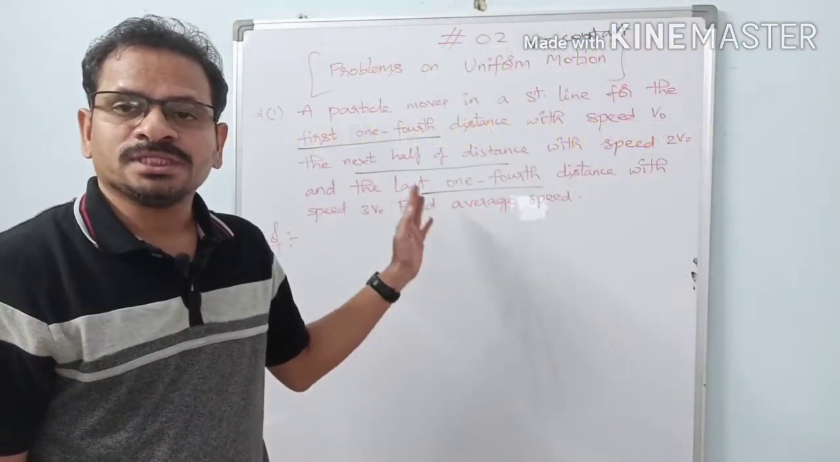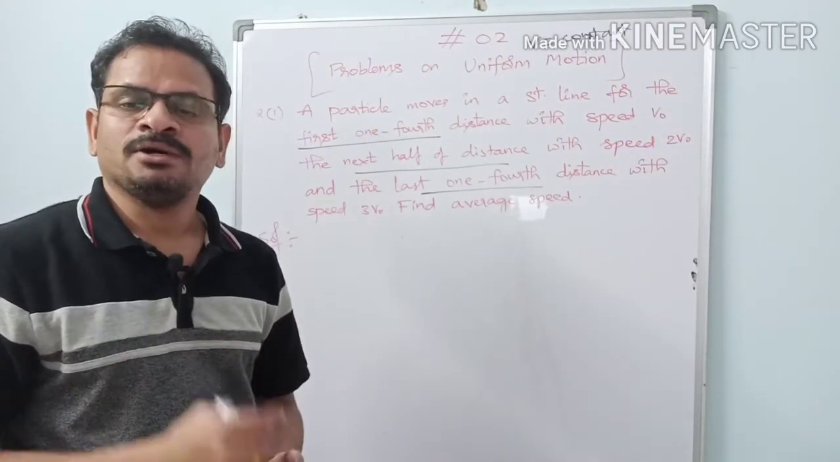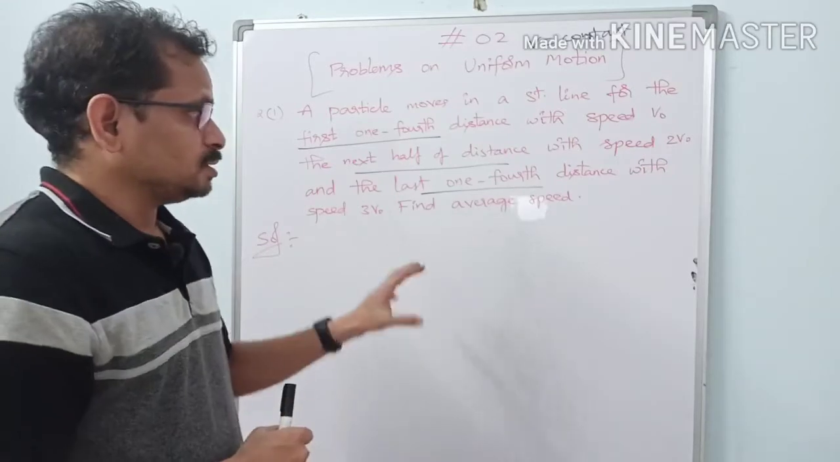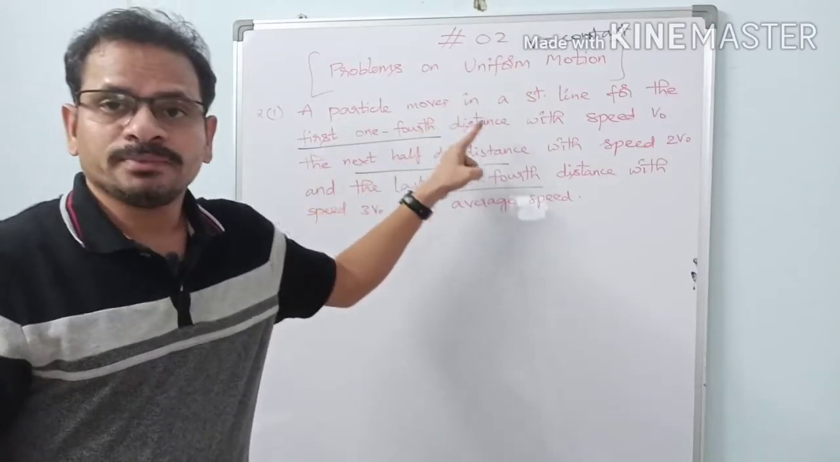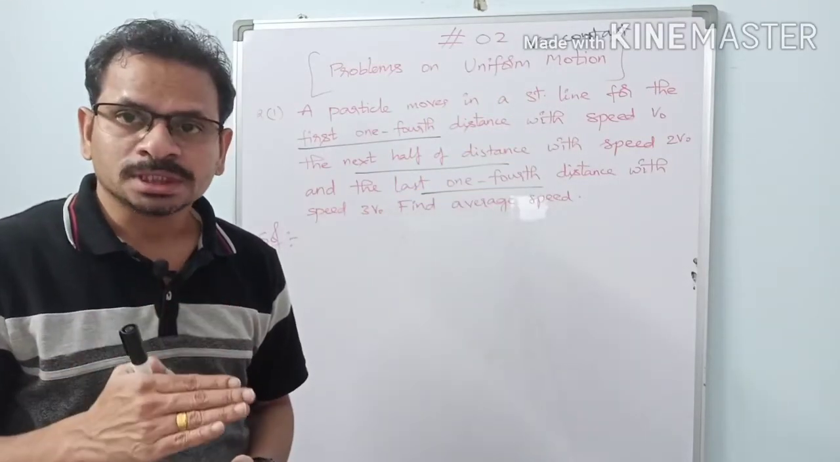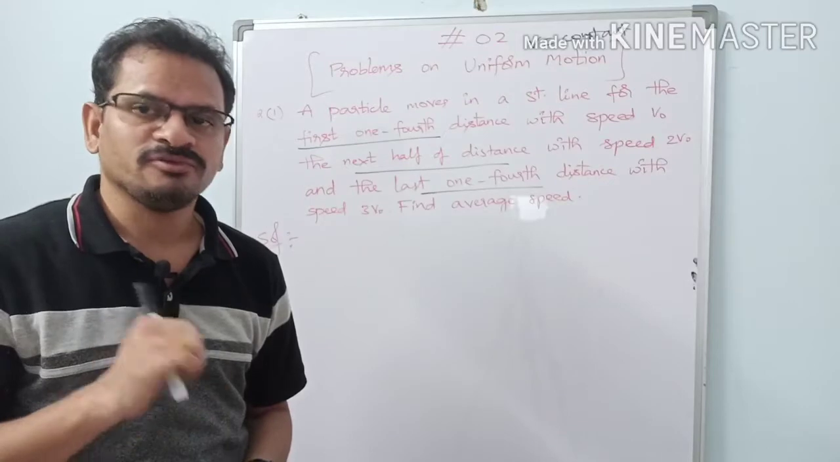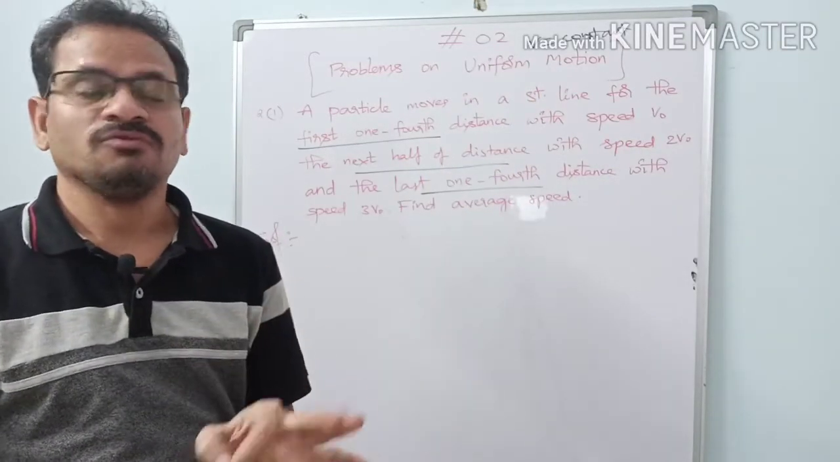Second video. In the first video, I gave an introduction about the entire chapter of motion in a straight line. So now we are starting problems here. This is part 2 and we are doing problems on uniform motion. As I told you before, there are three parts: uniform motion, uniform acceleration and non-uniform acceleration. Now we are dealing with the first one. This is uniform motion. What does it mean?